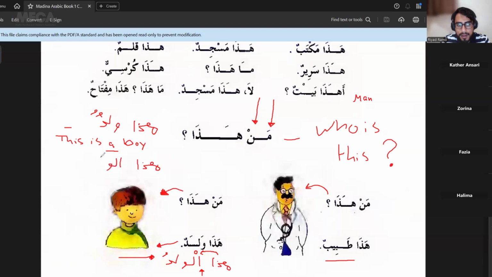هذا ولد. This is the boy, or the boy. Okay. So I'll just take out the blue, get a blue pen. هذا ولد. هذا الولد. Okay. Is that clear?